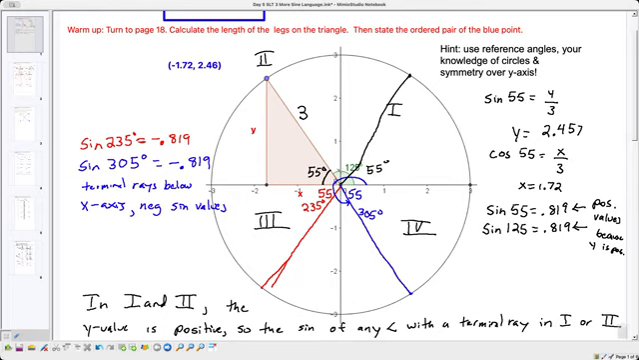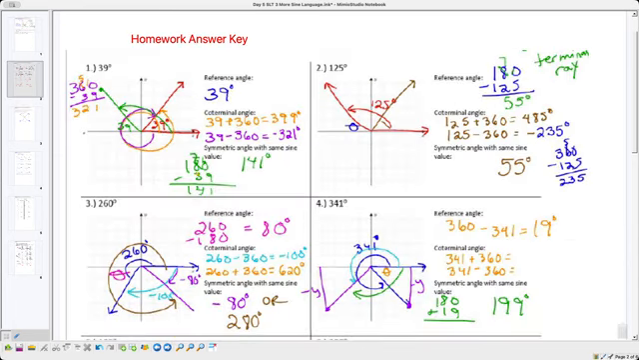Okay, 55 and 125 have the same sine value because both y values are above the x-axis. And then 235 and 305 have the same sine values because they have the same reference angle and both of their y values are below the x-axis. So now let's take a look at last night's homework and fill it in.